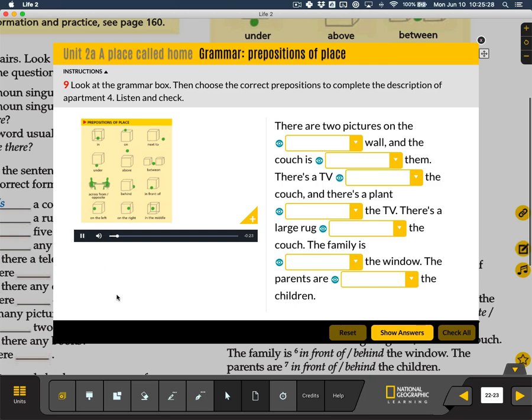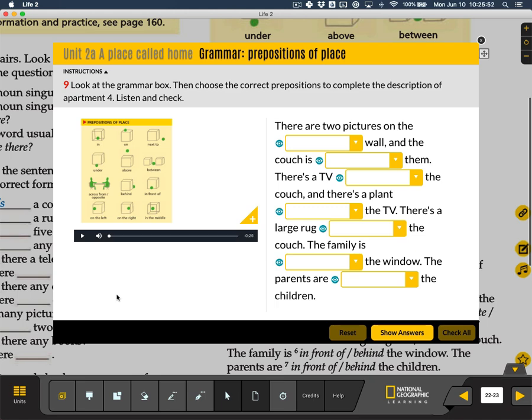There are two pictures on the right wall, and the couch is under them. There's a TV opposite the couch, and there's a plant next to the TV. There's a large rug under the couch. The family is in front of the window. The parents are behind the children.